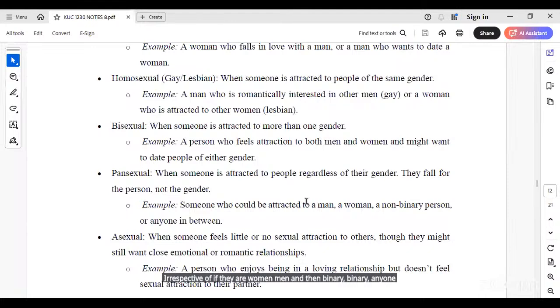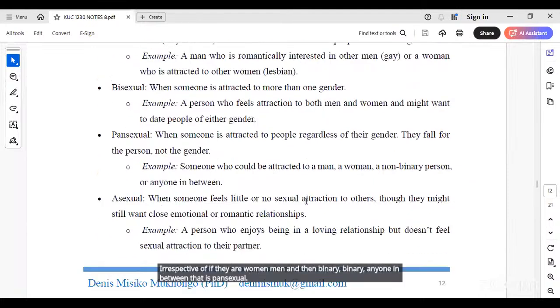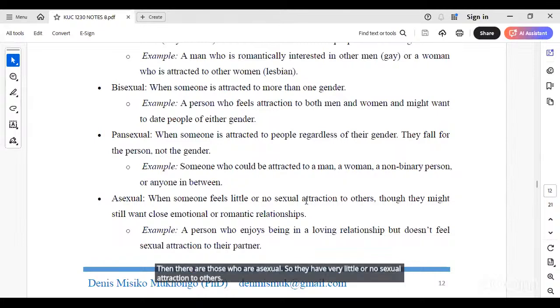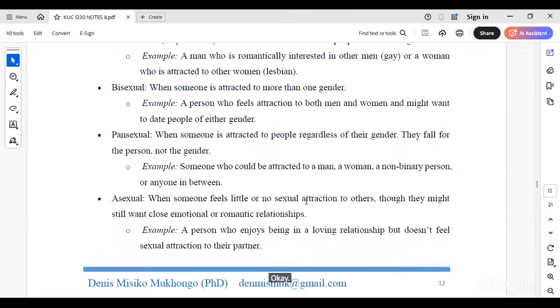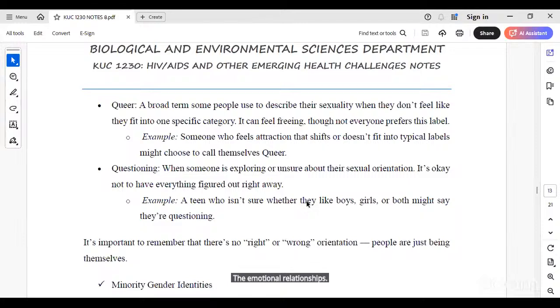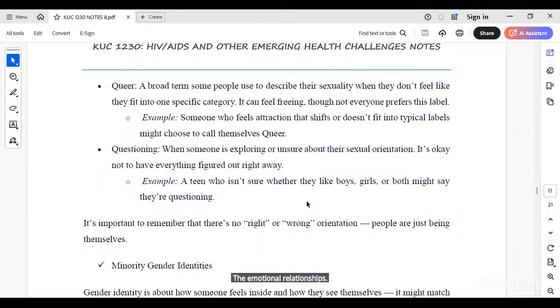That is pansexual. Then there are those who are asexual. They have very little or no sexual attraction to others. Okay. So the sexual attraction is what is not there, but they still might want to have emotional relationships. Then there are those who are called queer.